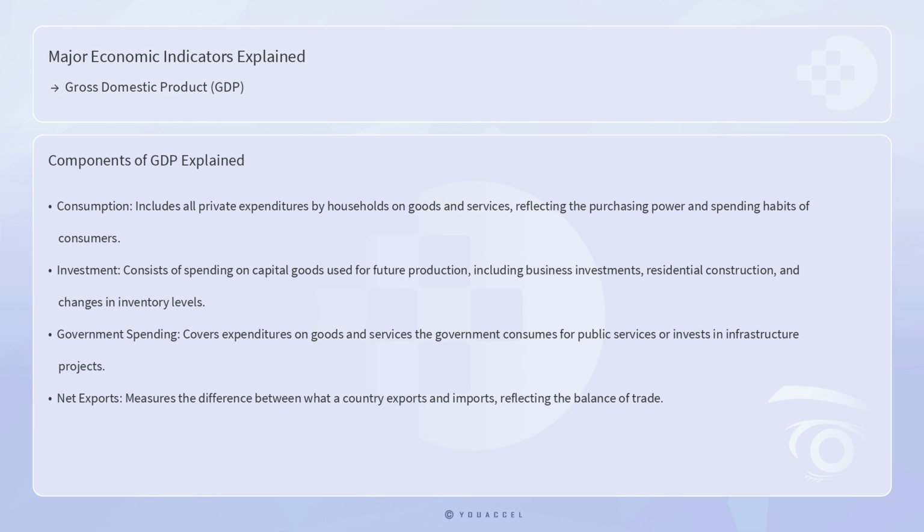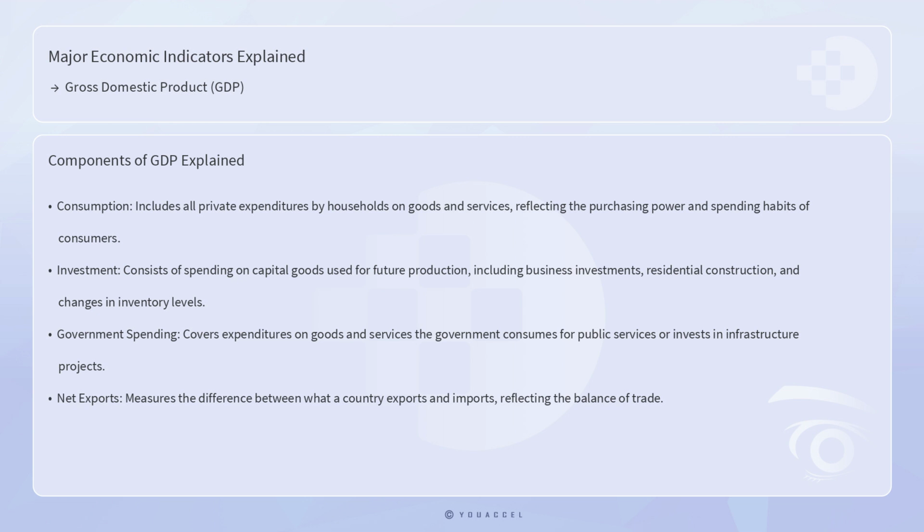Consumption, which usually accounts for the largest portion of GDP, includes all private expenditures by households on goods and services. This component is crucial because it reflects the purchasing power and spending habits of consumers, which in turn drive demand for products and services.